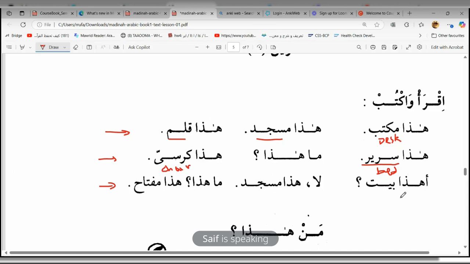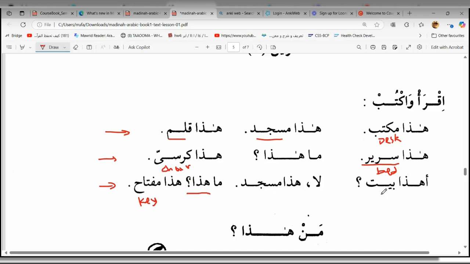هذا بيت؟ Is this a house? Yes. And لا, no. هذا مسجد. This is a masjid. And ما هذا؟ What is this? هذا مفتاح. What is this? This is a pen. Key. A key, yeah. Now, just a small thing. When you read the questions, your voice should go up at the end. Okay?